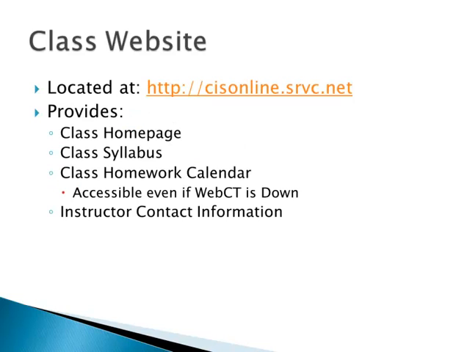The class website is located at cisonline.srvc.net. These are a series of web pages that have your class homepage, your class syllabus, and your class homework calendar. The nice thing about this website is that it's available even if the WebCT site happens to be down. The website also provides instructor contact information. Besides the typical phone number and email addresses, it will also have information on how to use Skype or Google Hangout sessions, or even possibly the CCC Confer WebEx type online office hours. All that information will be provided for you at the website.